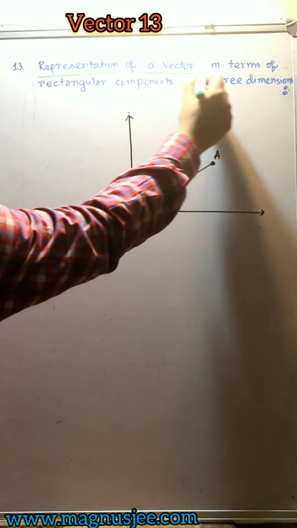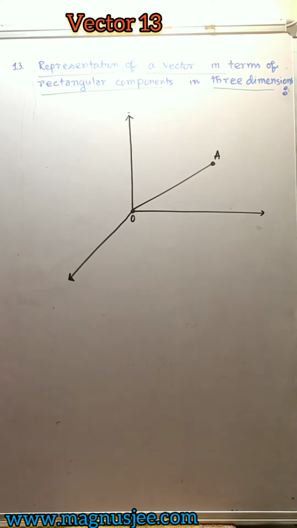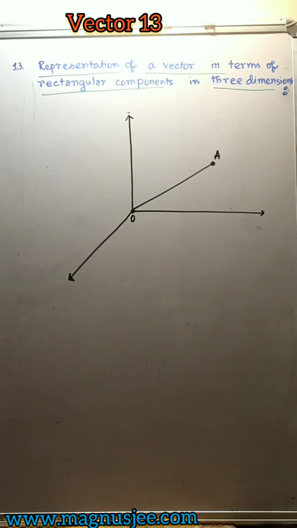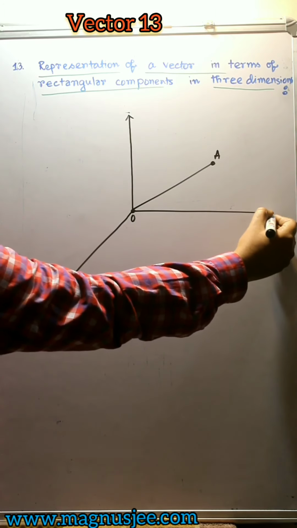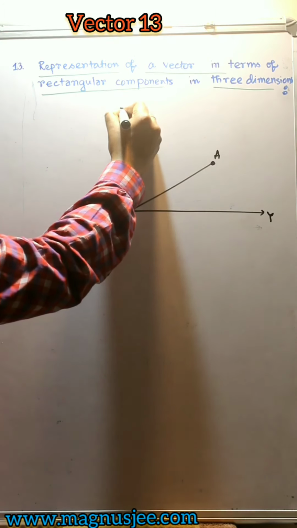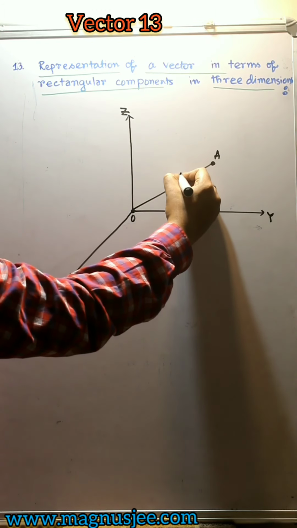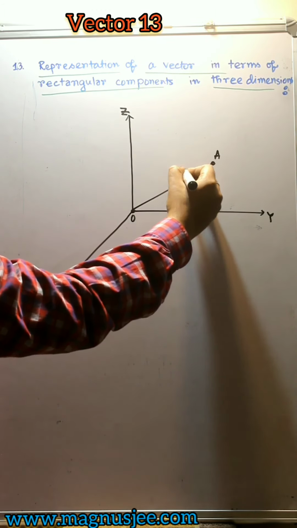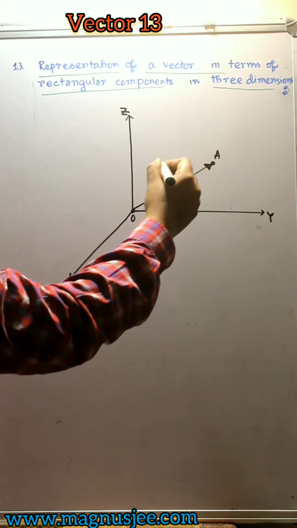Representation of a vector in terms of its rectangular components in 3 dimensions. This is the x-axis, y-axis and z-axis. Let O be the origin, and a vector A is represented in magnitude and direction by the straight line OA having direction from O to A.